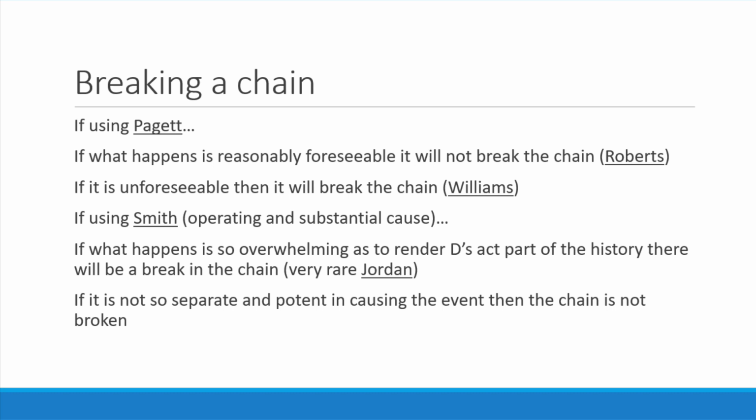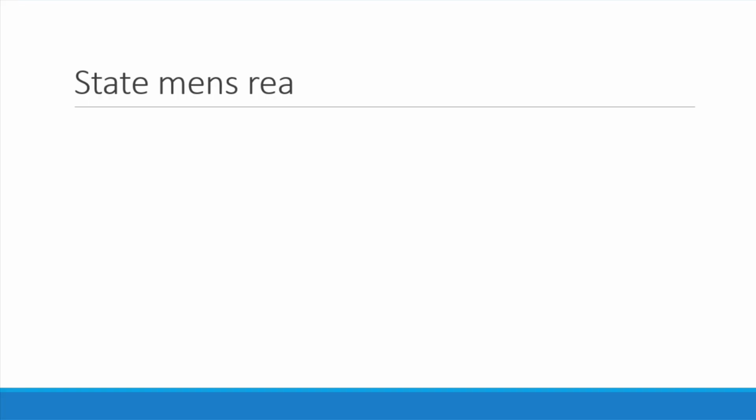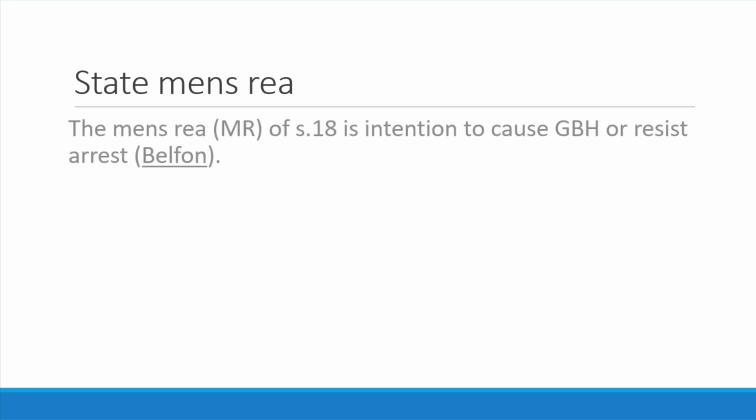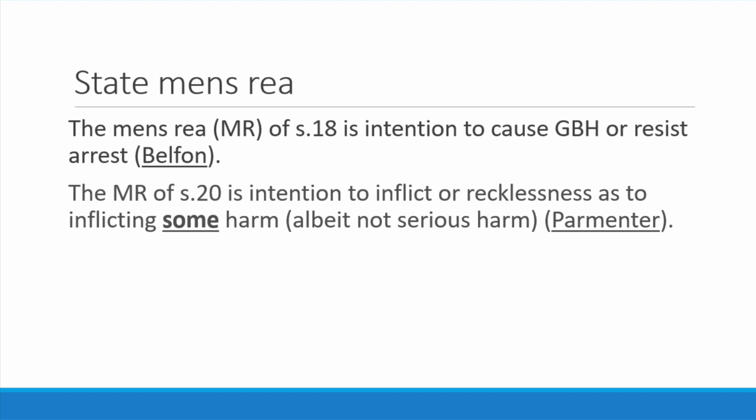But you only need to worry about any of these things if you actually have an intervening act, and in this scenario you wouldn't need to worry about it. Then you come on to mens rea. So you've done your introduction, actus reus, causation. Now you need to look at mens rea. So the mens rea of section 18 is intention to cause GBH or resist arrest. That's from Belfon. And the mens rea of section 20 is intention to inflict or recklessness as to inflicting some harm, even if it's not serious harm, Parmenter.